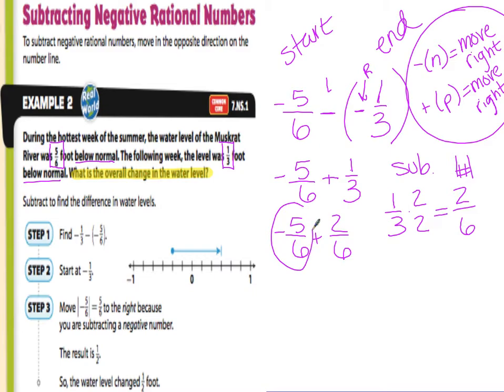I know that negative 5/6 has the higher absolute value. I'm going to subtract 5/6 minus 2/6, and I get 3/6. And I know my answer has to be negative because negative 5/6 had the higher absolute value. Okay, and I also know that this can reduce down to negative 1/2. So the difference in water levels was a drop of 1/2 of a foot.